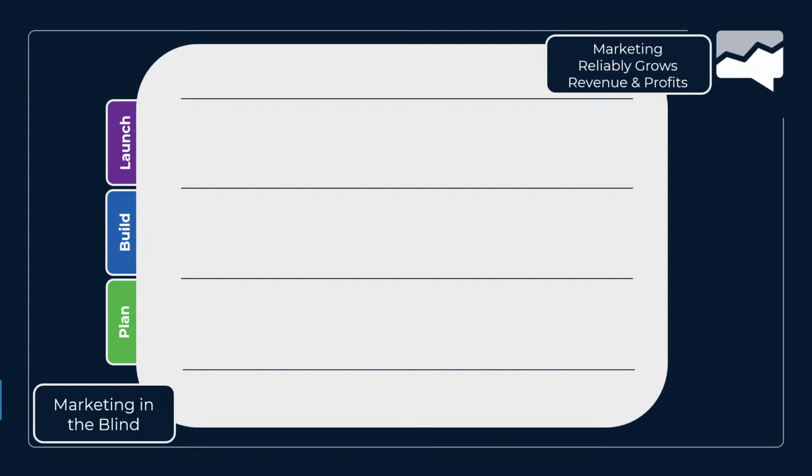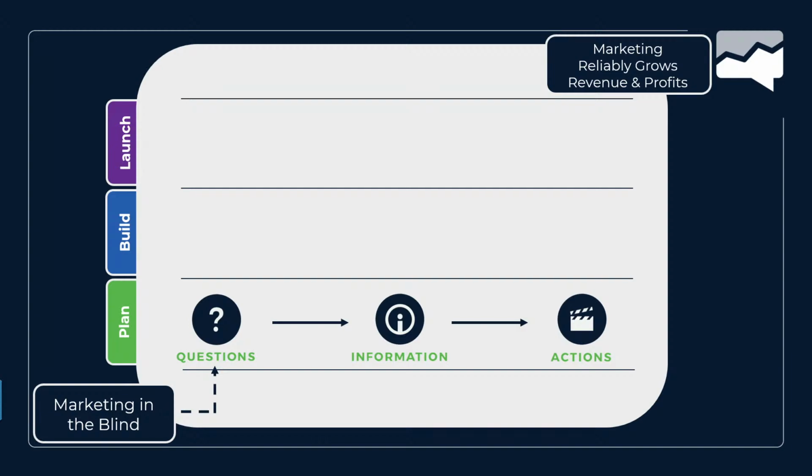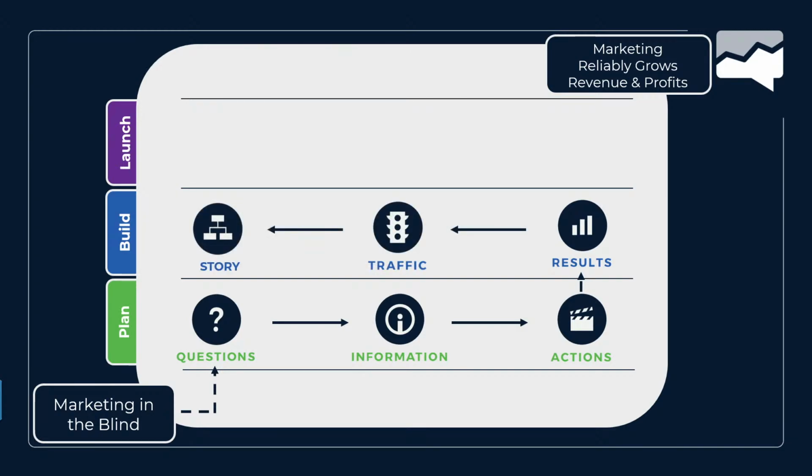So how do we do that? Well, we plan, we build, we launch. We plan by asking the right questions, gathering the information to get the answers to those questions, and knowing what actions we're going to take based upon the answers we get. Then we move into the build where we figure out what results we're trying to measure for, what traffic is coming in, and how it's connecting the dots.